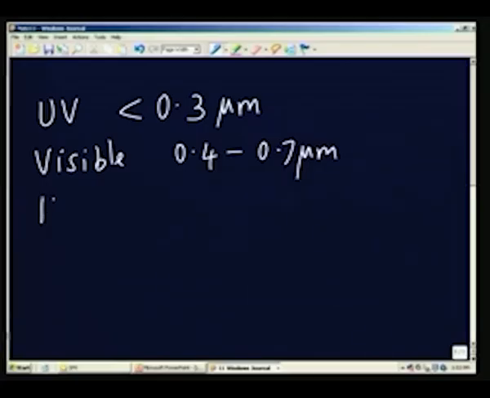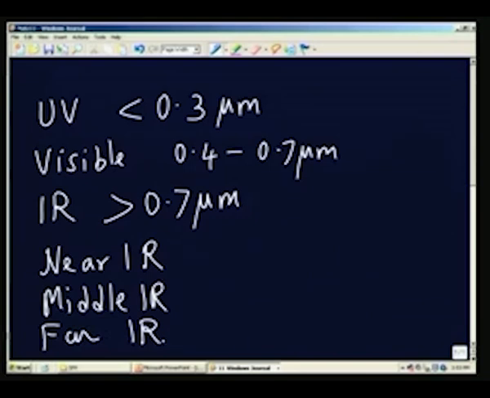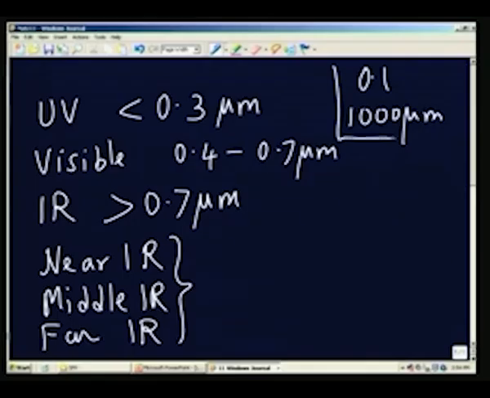Then we have the infrared, IR, actually greater than 0.7 micrometer, but we also sometimes divide it into near IR, middle IR, and the far IR. IR stands for infrared. So, these are sub regions. The entire thing is from about 0.1 to 1000 micrometers. This is the electromagnetic spectrum, which will be of some importance in the case of pyrometry.